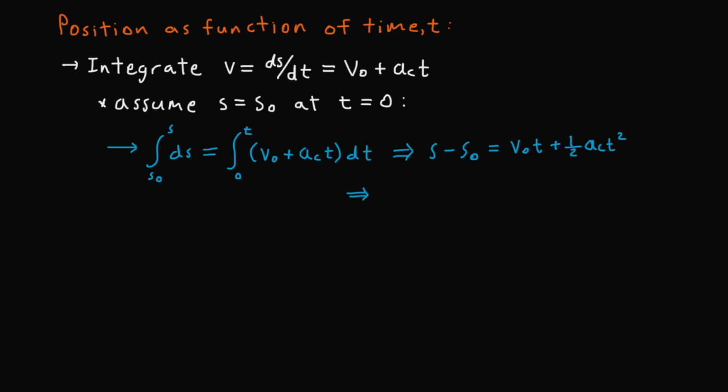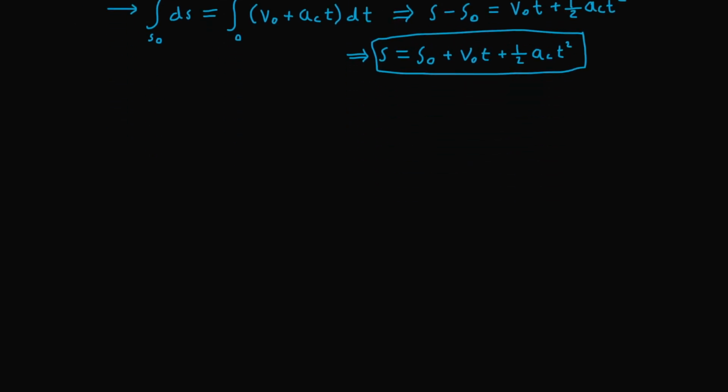And now isolating s, we have s equals s naught plus v naught times t plus 1/2 times ac times t squared, which is position as a function of time t. And again, this should be an expression you may have seen in physics class.